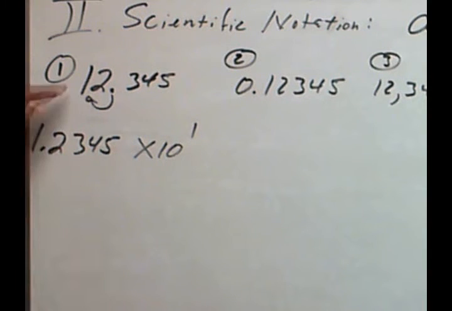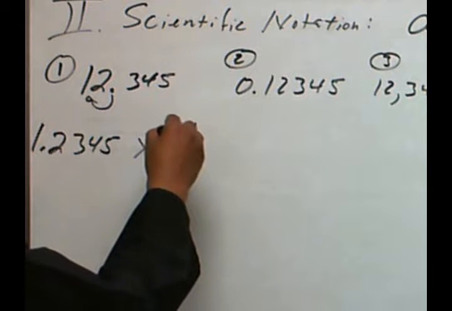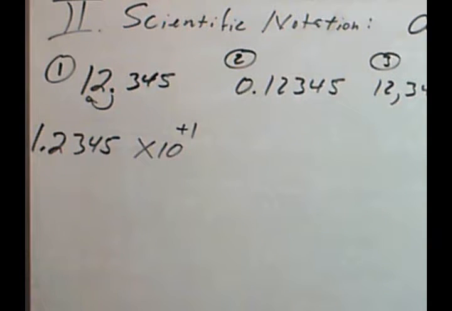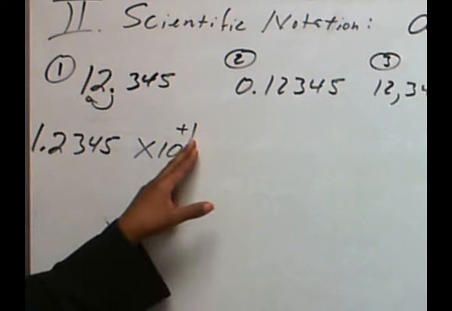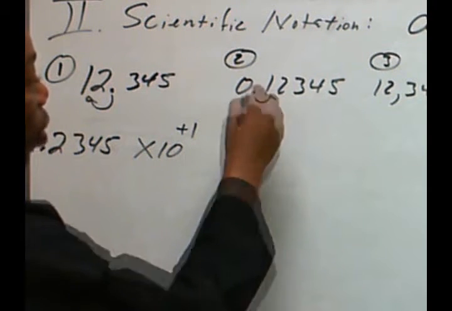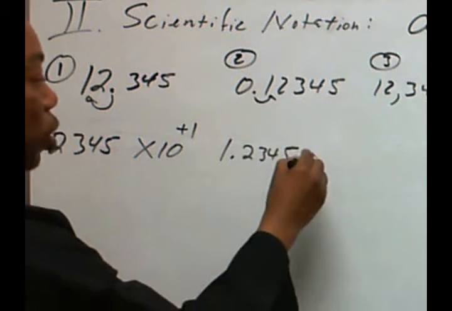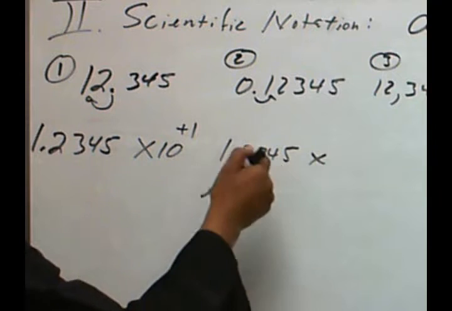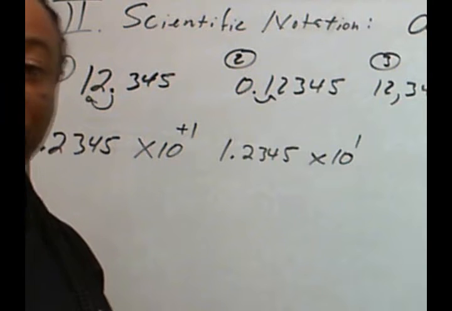Furthermore, if the original number is larger than the scientific notation, then the index, or the power, will be positive. Again, if it's larger than the scientific notation, the index or the power here will be positive. Here we want the decimal right behind the 1 again. So 1.2345, that's scientific notation. And to get it there, we have to move 1 time. So put 10 to the first power to represent the move.